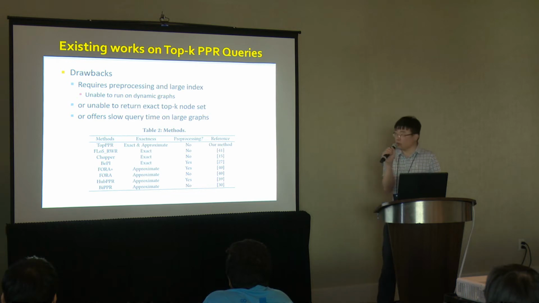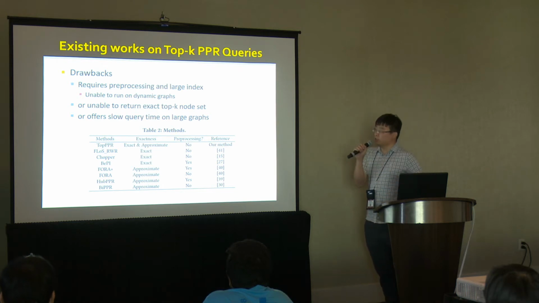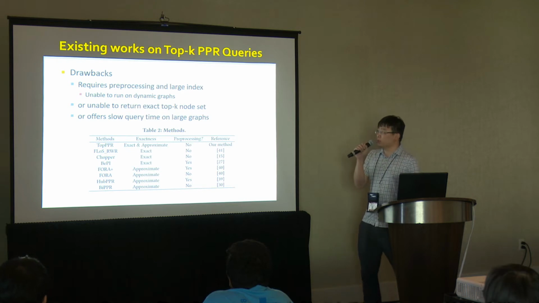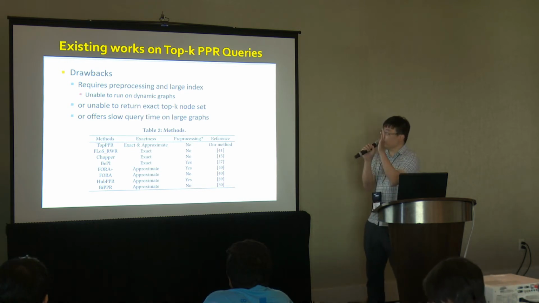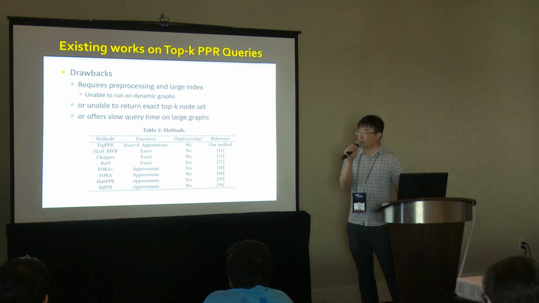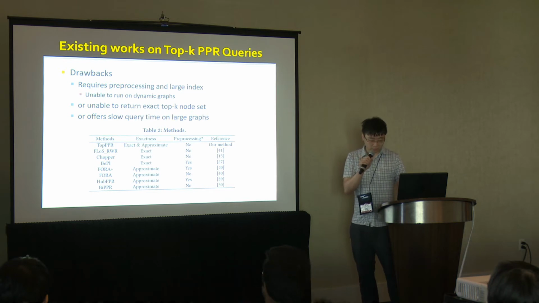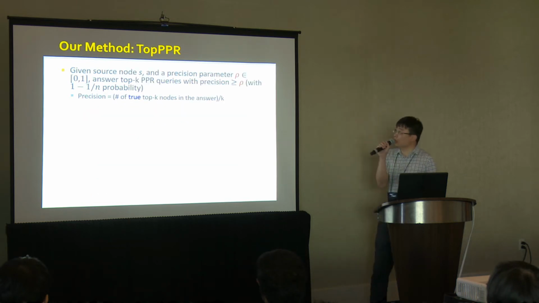Since I don't have time to go through these methods, let me just say this. They suffer at least one of the following drawbacks. They either require pre-processing and a large index, which makes them unable to run on dynamic graphs, or they are unable to return the exact TopK node set, or they offer slow query time on large graphs. Therefore, we propose the TopPPR algorithm.